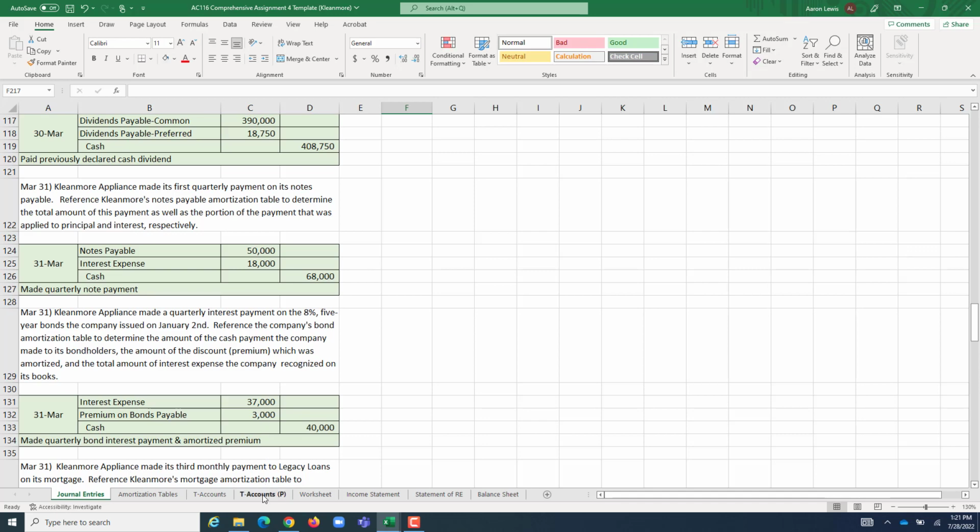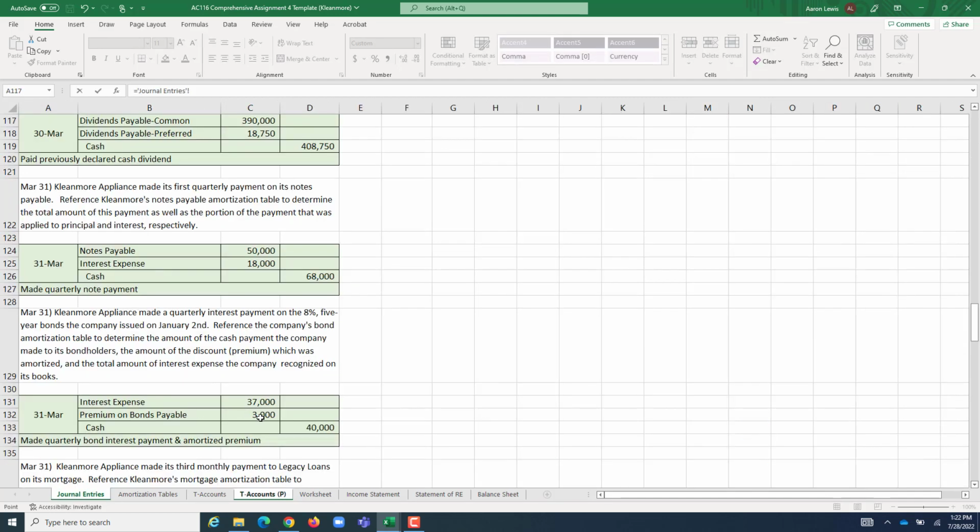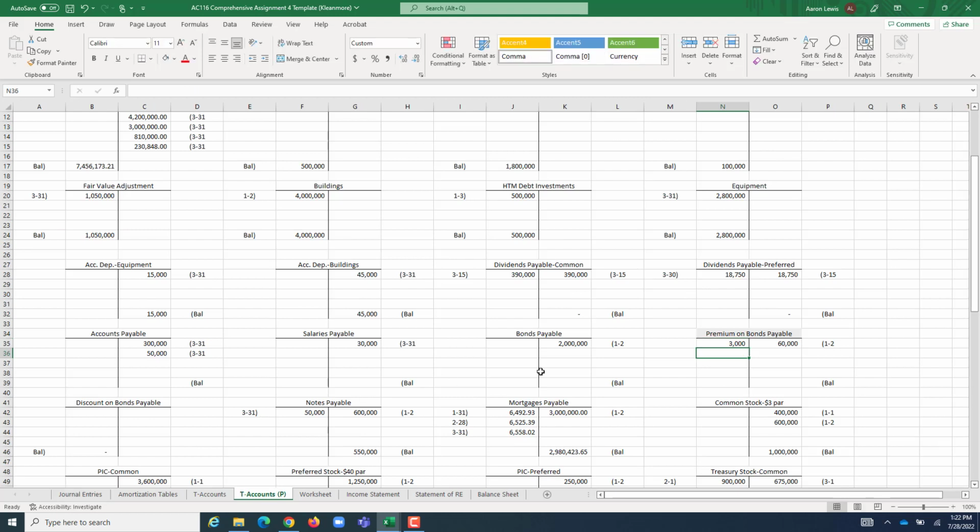So back to my T's, I can click where I want to put that. It was a debit, so I'm going to put it on the debit side of the T. I'm going to go back to my journal entries. I'm going to click the 3,000 debit so I can bring it on over. This is on March 31st, so after I do that, I'm going to put the date in on this.